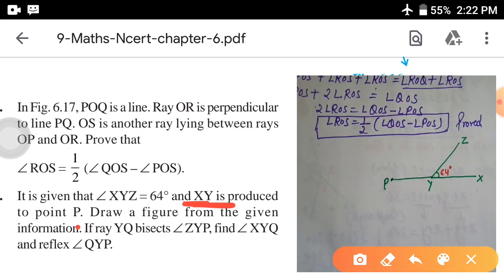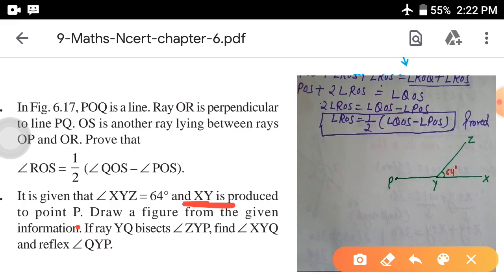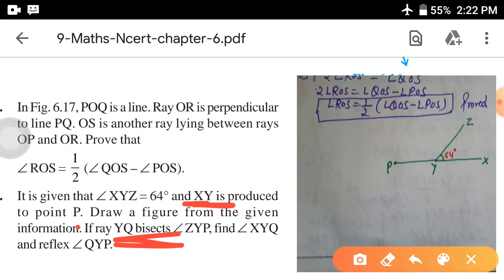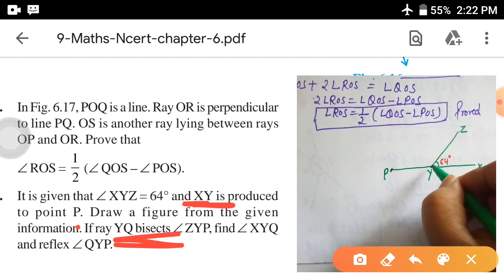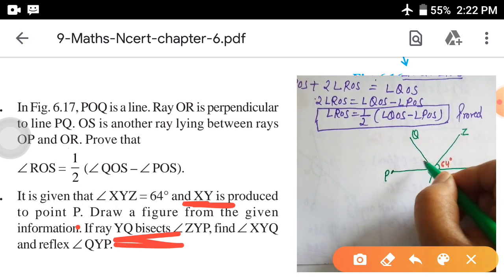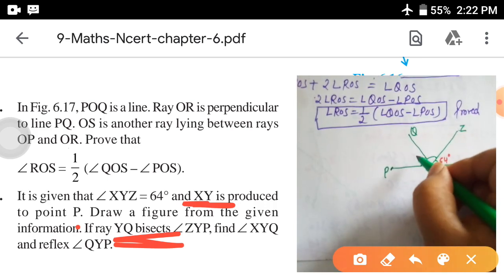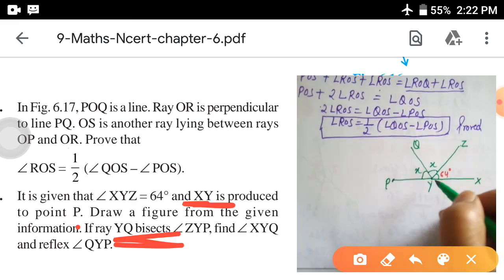Yes. Now draw a figure from the given information. YQ is the bisector of angle ZYP. You can see that ZYP is this and YQ is the angle bisector of this. That means this angle equals this angle. Both the angles are equal. We can assume it as X and X like that, because this is the angle bisector.